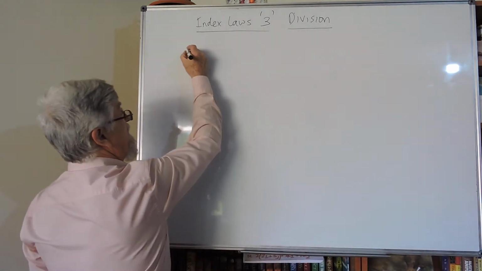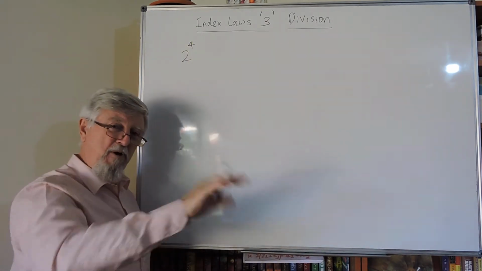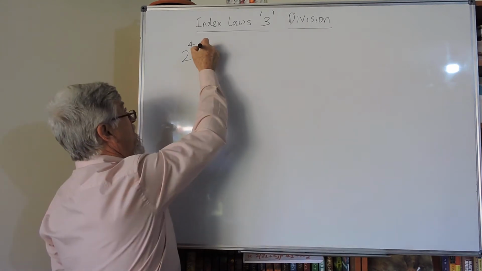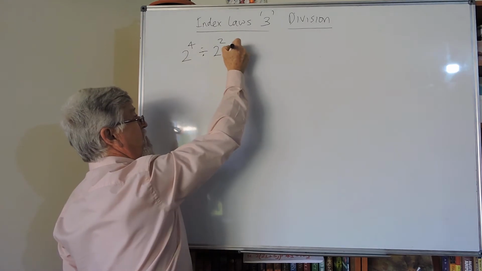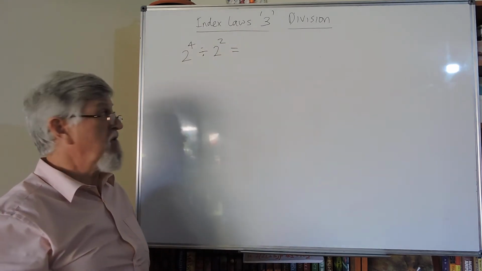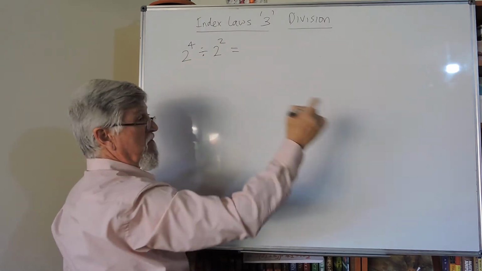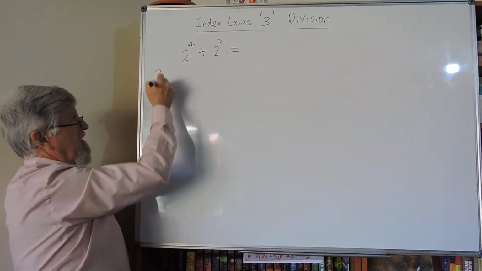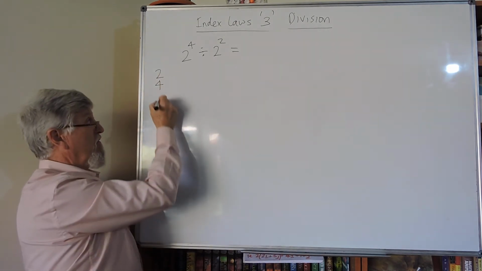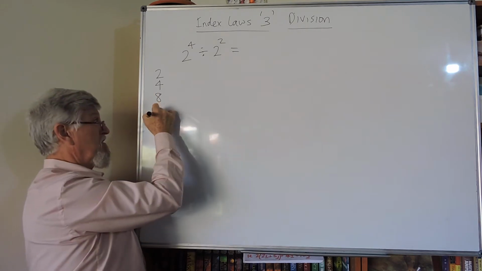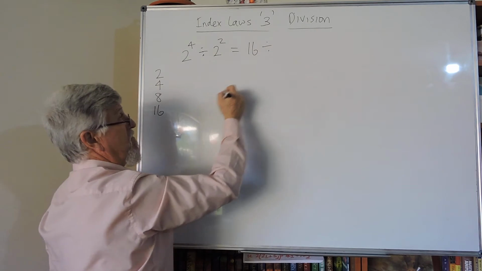So if I started with something simple, like 2 to the power of 4, which means 2 by 2 by 2 by 2, and I divide that by 2 to the power of 2, that means 2 by 2. Now if you're slow on the calculations because you're not happy with your times tables, 2 2s are 4, 4 2s are 8, and 8 2s are 16. So what we really have here is just 16 divided by 4.